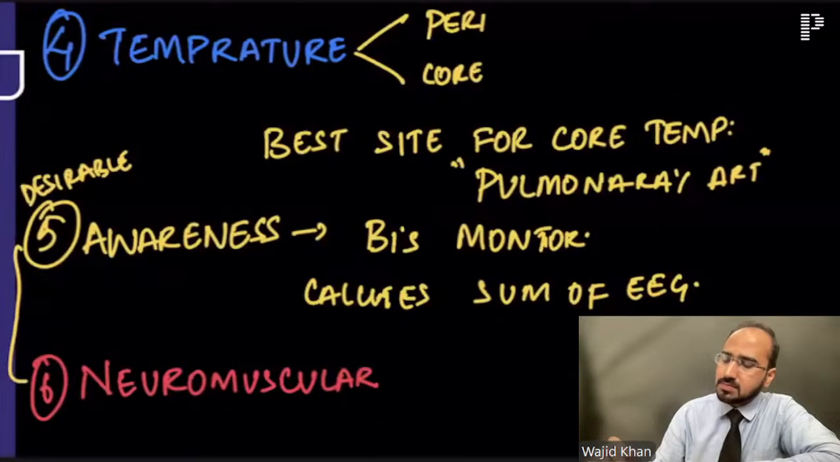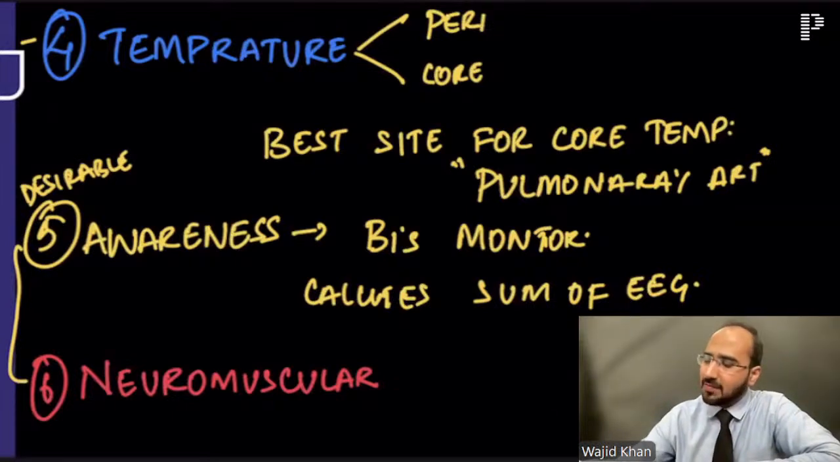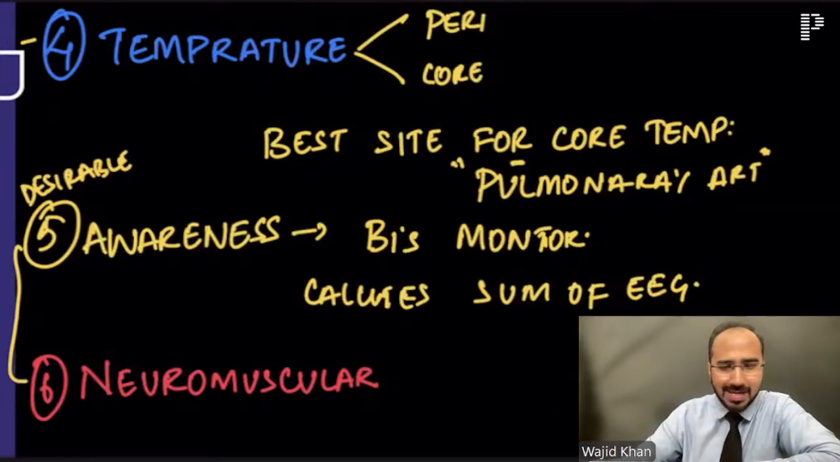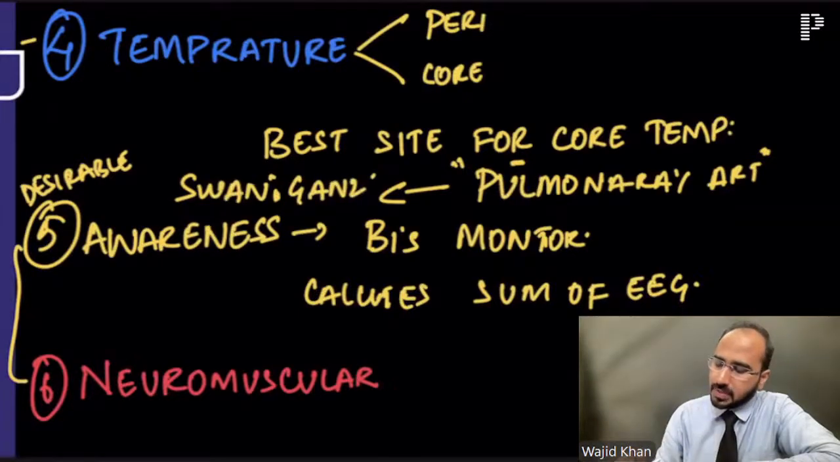Okay. Next is temperature monitoring. In temperature, you can monitor the peripheral temperature and core temperature. The best site for core temperature monitoring is the pulmonary artery. And how will you monitor the core temperature of the pulmonary artery? By Swan-Ganz catheter.